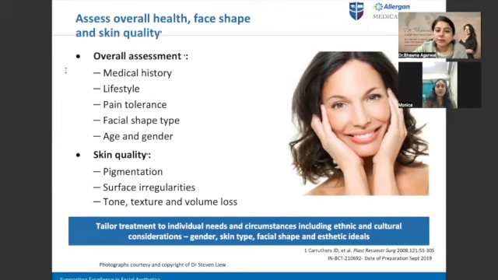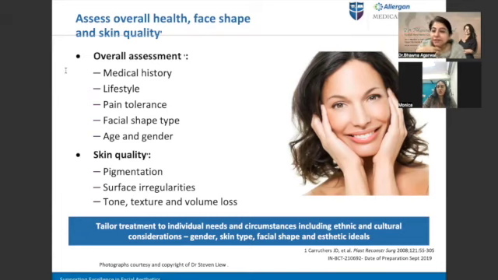Now then, besides facial assessment, you have to have the medical history, you need to assess the skin quality and the facial shape also. So overall assessment will include a medical history. You have to know what all medications they are taking, what all ailments they have been suffering from, because that will somehow impact either the treatment or the treatment plan in future, right?